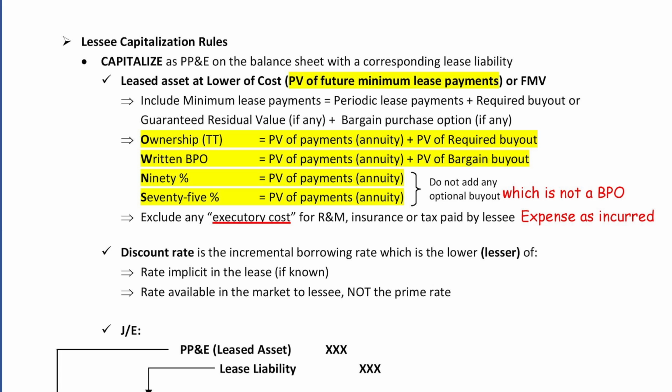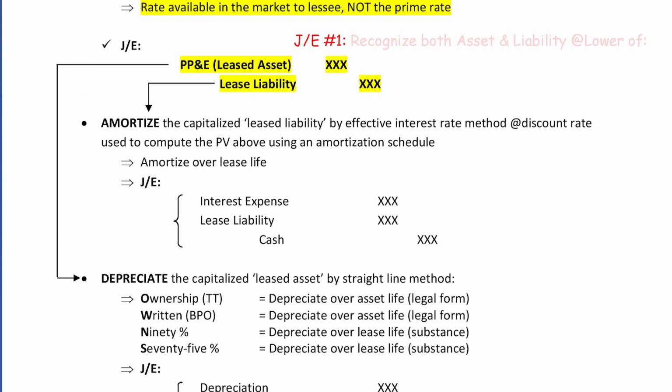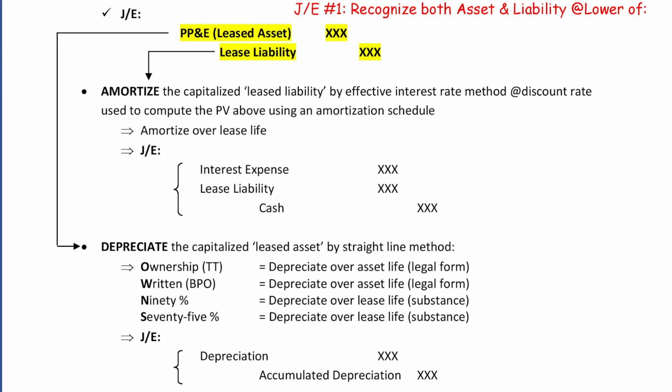Now to calculate the present value of future minimum lease payments, we need to know the discount rate. So highlight discount rate. This is the lower of, highlight, rate implicit in the lease if known, and write that is lessor's rate, or highlight rate available in the market to lessee, not the bank prime rate. Now looking at the journal entries, highlight PP&E leased asset debit and lease liability credit. And write journal entry number 1: recognize both asset and liability at the lower of number 1, present value of future minimum lease payments, and number 2, FMV, fair market value.